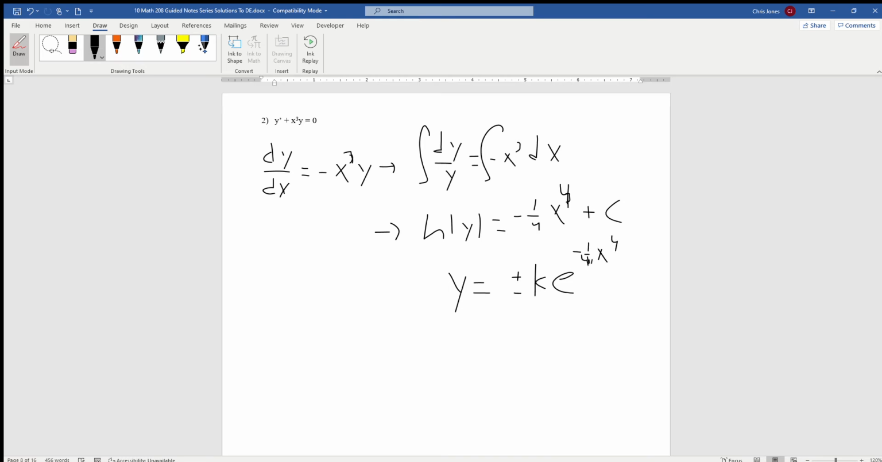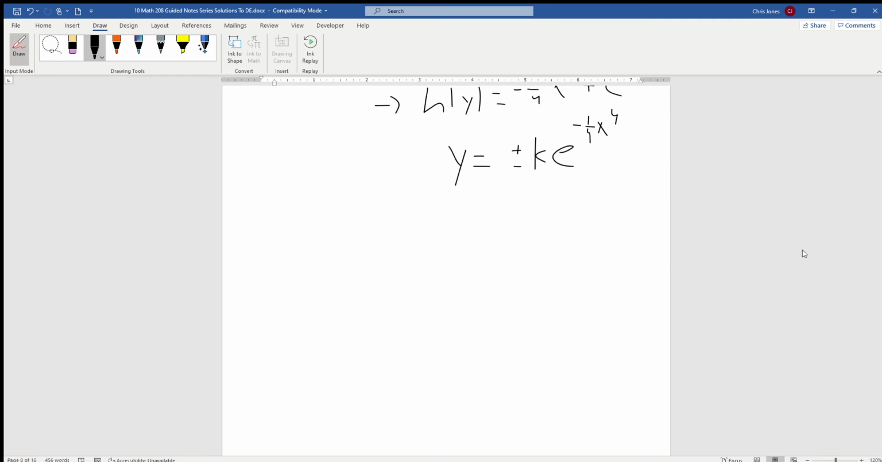All right, so that's our solution. And we can just meld that plus or minus k into just a k, but that's fine. All right, so that's what we're aiming for. Now, we're going to make this more difficult on ourselves and use a series.